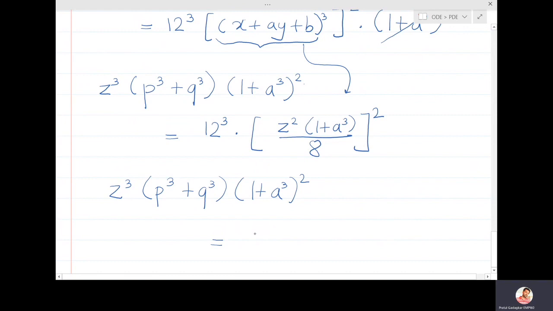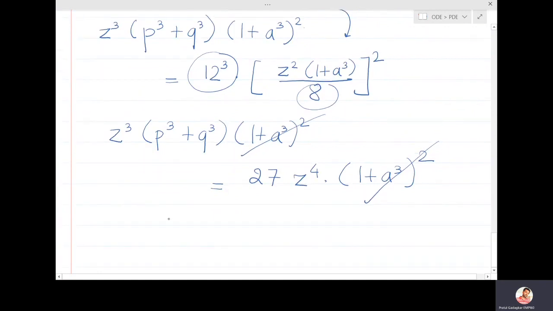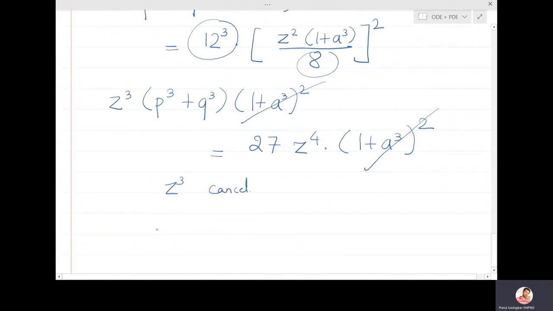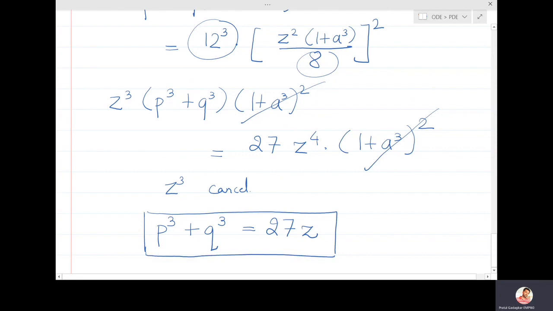27, this put 12 cube upon 8 will become 27 z raised to 4 into 1 plus a cubed squared, and this 1 plus a cubed squared cancels from both the sides, and z cubed also cancels from both the sides. So what will you get? You will be just left with p cube plus q cube is just equal to how much? 27 z. So this is now free of a and b, so this is the required partial differential equation. Okay.